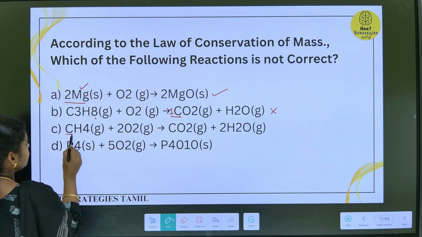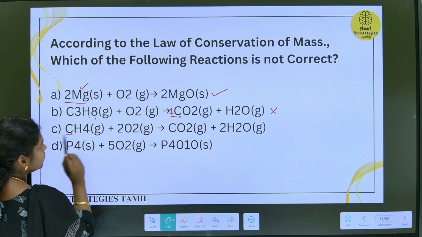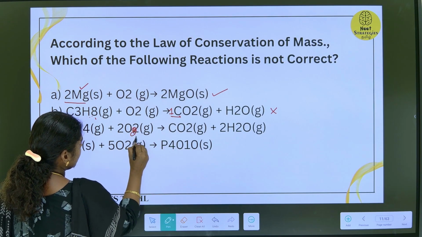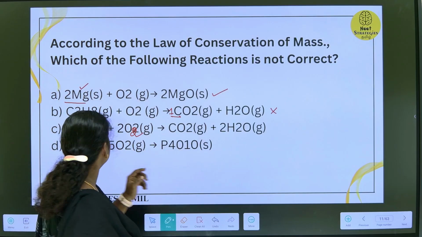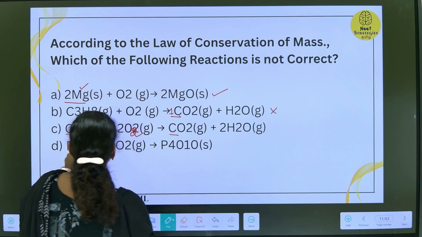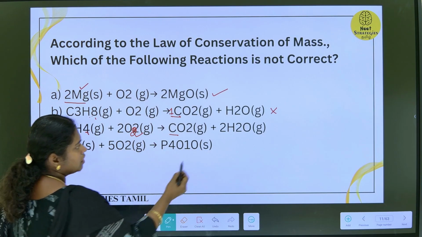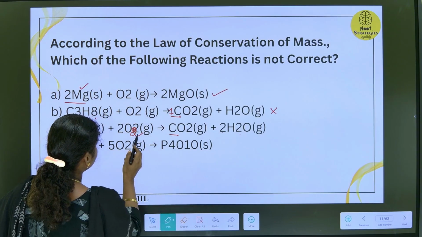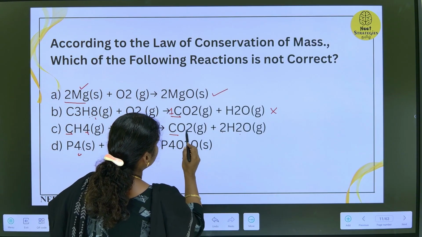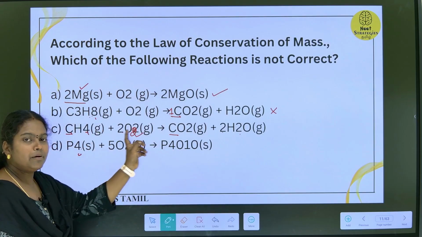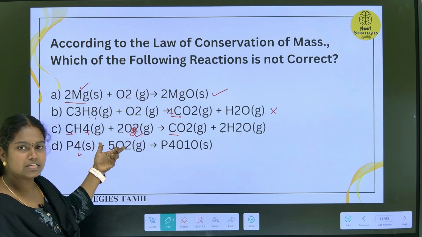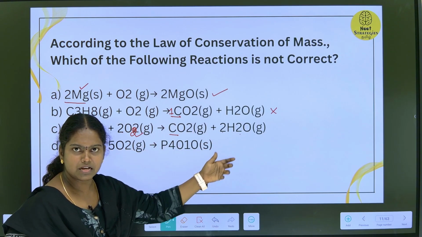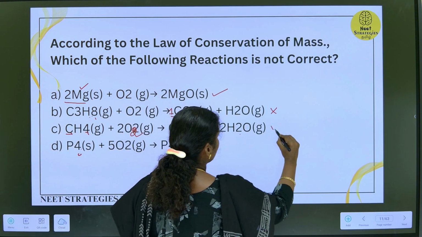Carbon, 1 carbon. Methane reacts with oxygen O2 to give carbon dioxide plus water. One carbon, correct. Hydrogen, 4 hydrogen: 2 twos are 4. Oxygen is 4, that is also 2 plus 2, 4. So if the number of atoms is equal, the mass also becomes equal. So the total mass of the reactants is equal to the total mass of the products. This also obeys the law.